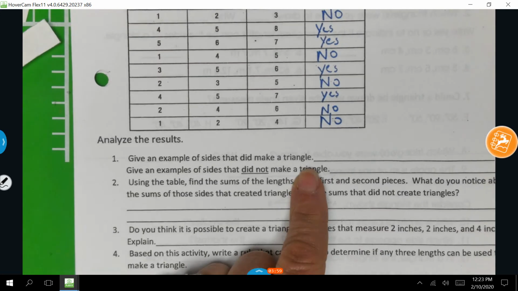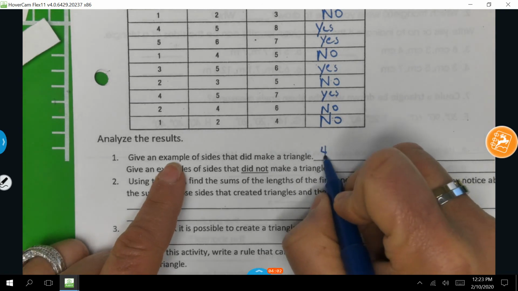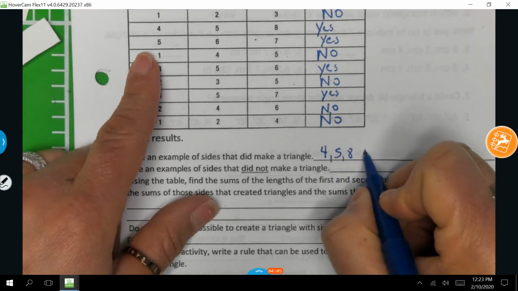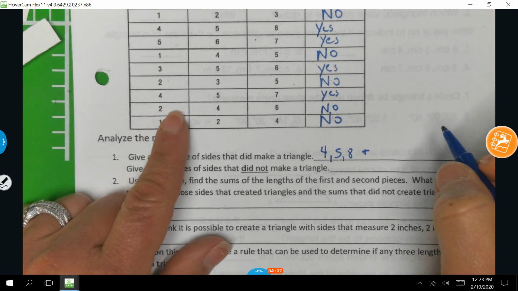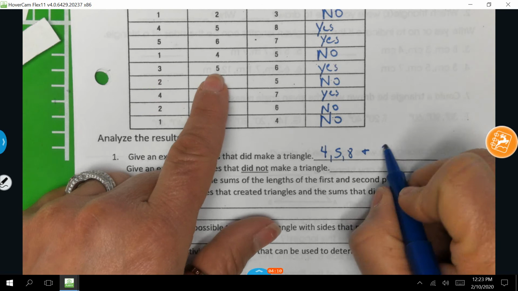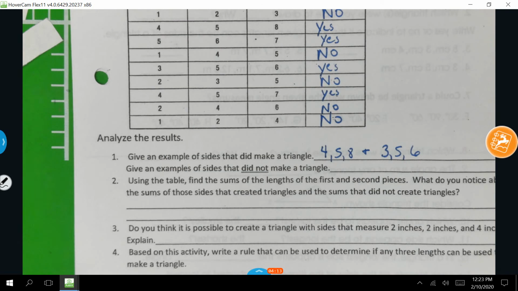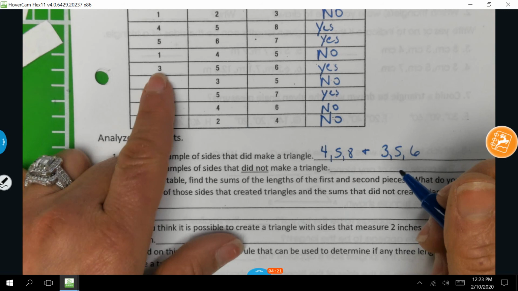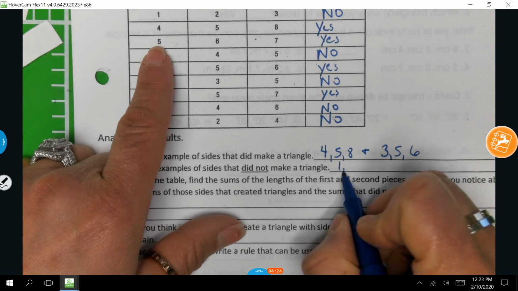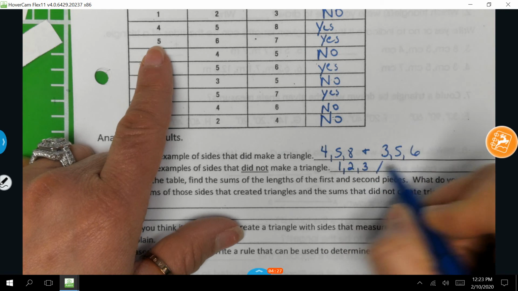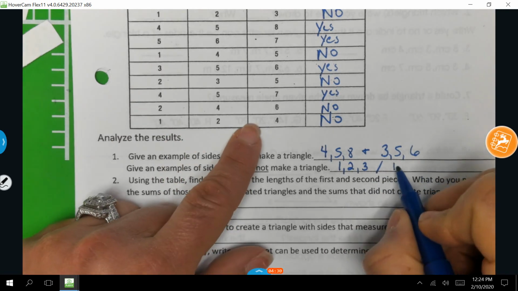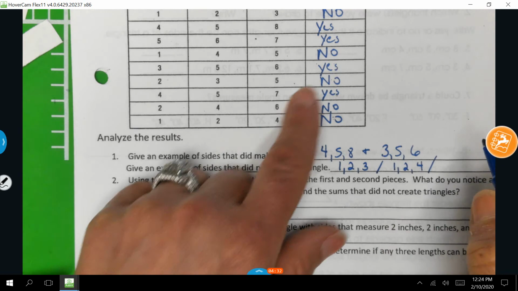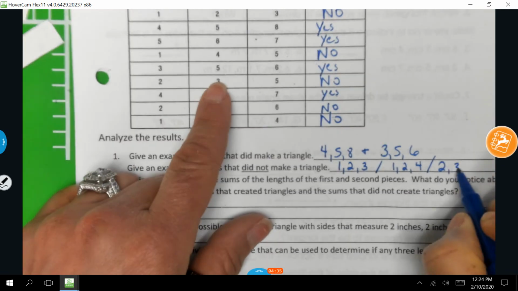Let's give an example of sides that did make a triangle. Well, we had a 4, 5, 8 made a triangle. And what's another one? A 3, 5, 6 made a triangle. Now let's look at things that did not make a triangle. 1, 4, 5. 1, 2, 3 did not. A 1, 2, 4 did not. A 2, 3, 5 did not.